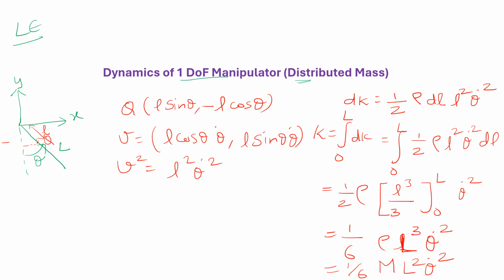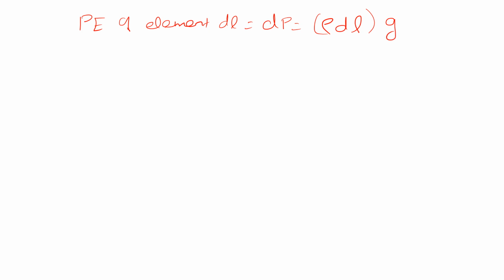Next, we will derive the potential energy. The potential energy of the element dl, say dP, will be equal to, again, the mass, which is rho into dl, into g into h. How will you find the height?